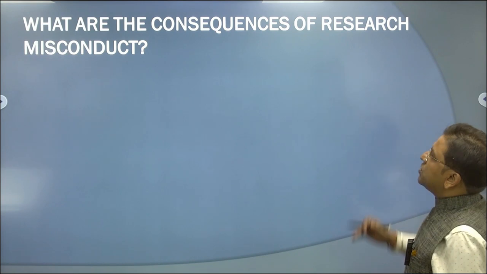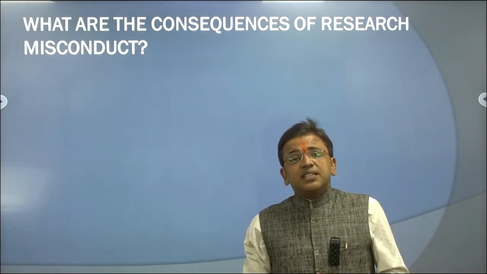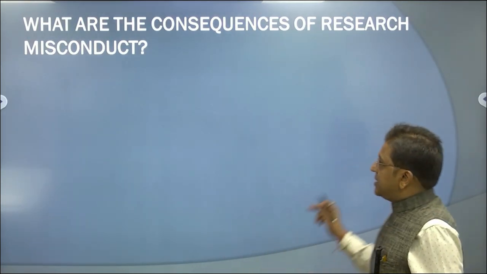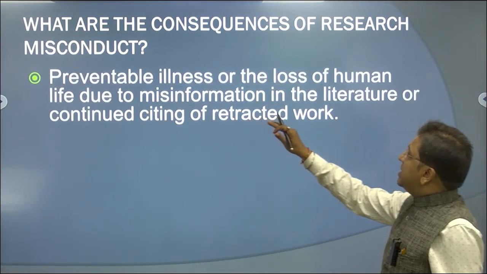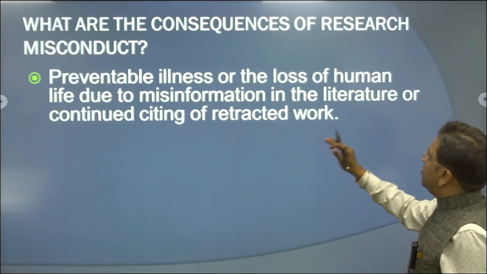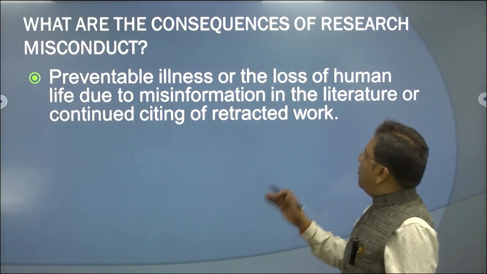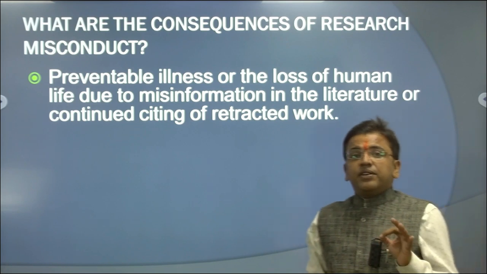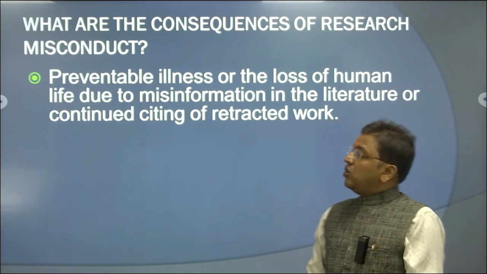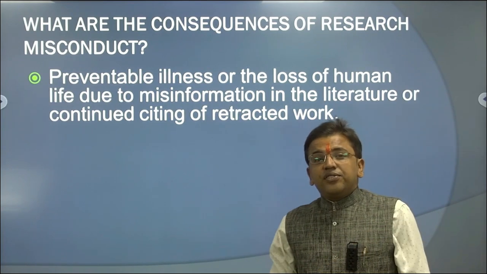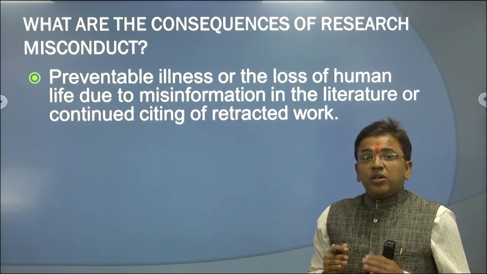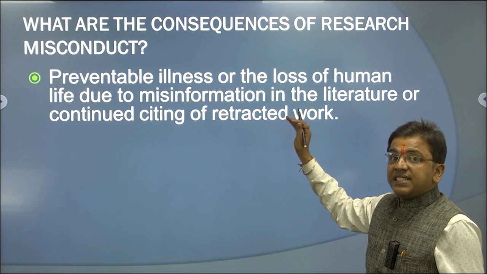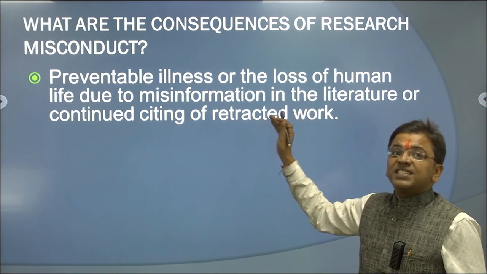Now, what are the consequences of research misconduct? Research misconduct is not an ethical activity in research methodology. It has great consequences. The first consequence is preventable illness or the loss of human life due to misinformation in the literature or continued citing of retracted work. It means if you do not give the proper sources from where you take the data, or if you are not conducting proper research, it may harm a life. Why? Because work should have an ethical base. You don't know that your work is very dangerous if it is in the area of scientific study.